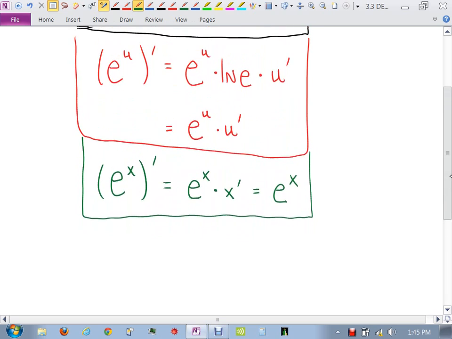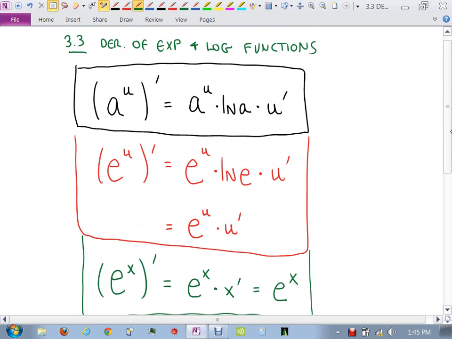All right, now the black one up there is the most general idea behind derivatives of exponential functions. The red one is if you have e to some junk, and then the green one is if you have e to the x. With me?